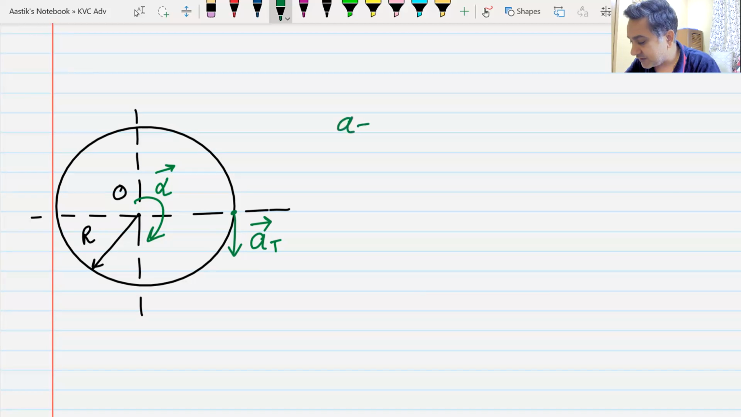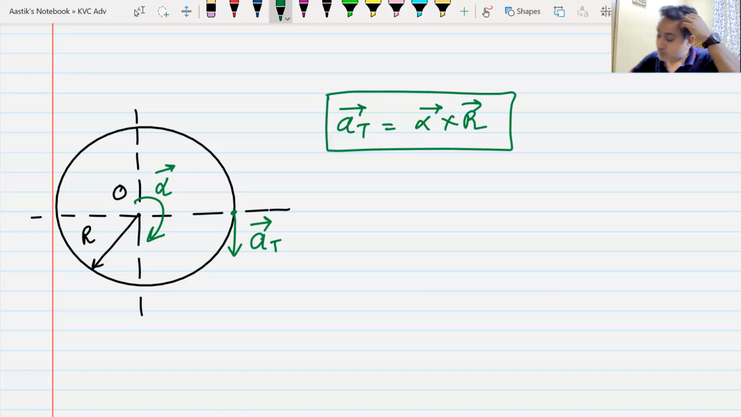What is the relation between tangential acceleration and angular acceleration? Again, the same relation, alpha cross r. Both are vectors. Or if you want to write, you can write AT as alpha into r.